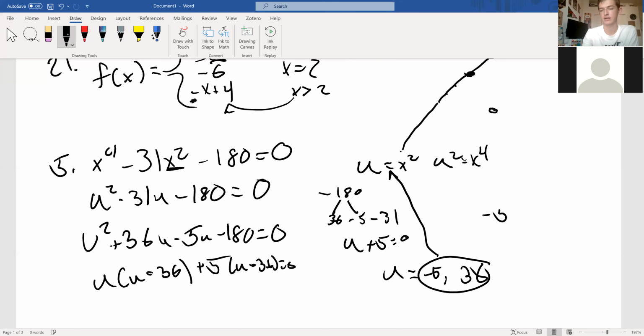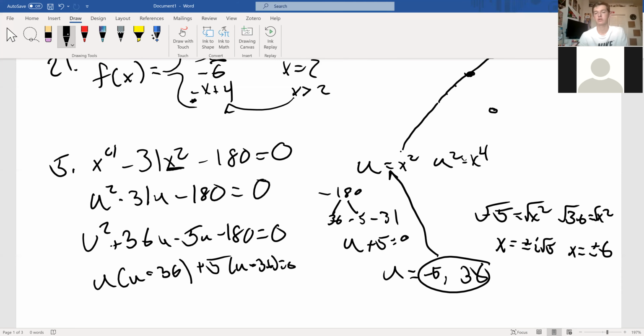So negative 5 is equal to x squared, and 36 is equal to x squared. Taking the square root of both sides, x equals plus or minus i times the square root of 5. And then this one is just x equals plus or minus 6.